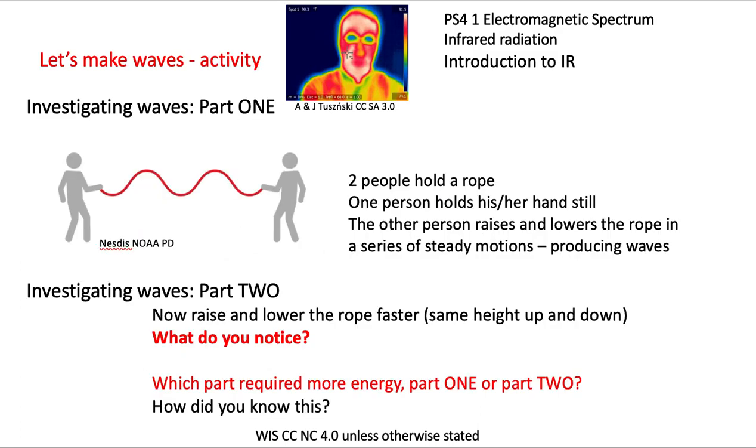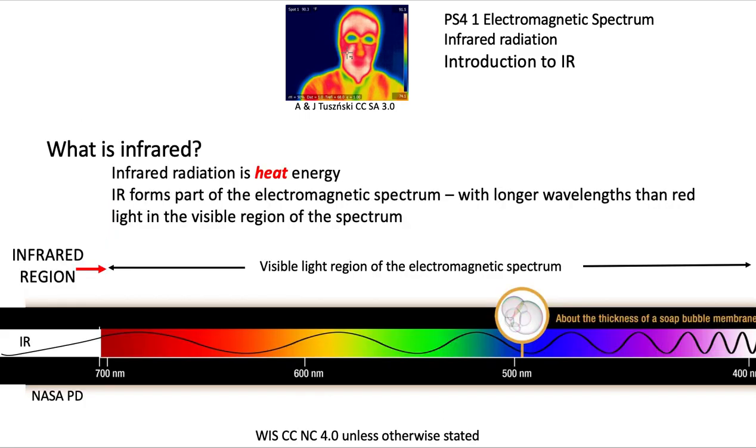And here's an activity: 2 people holding a rope, one holding a hand still, the other person raises it up and down reasonably fast, steadily, producing waves. And now let's move the rope faster, same height up and down. What do you notice? And which required more energy? And how do you know that? That's going to apply to our waves as well.